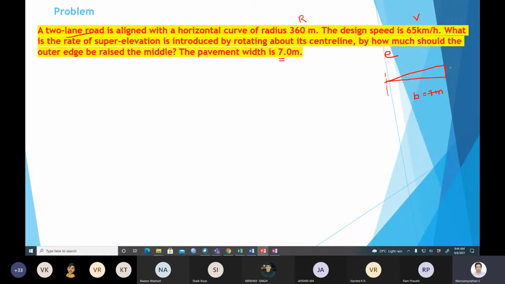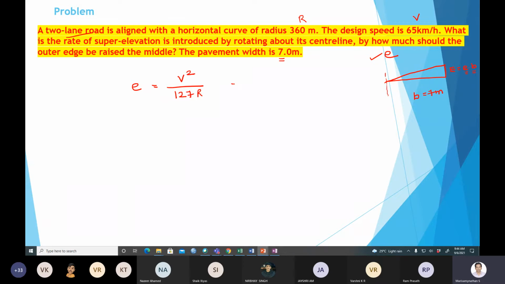Then basically the rise E is equal to e into B. Here e is the super elevation, and B is the width of the pavement which is provided in the problem. So first you have to estimate the super elevation value. The equation is e is equal to V squared divided by 127 R.